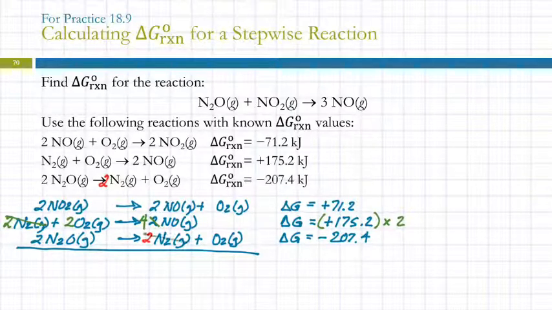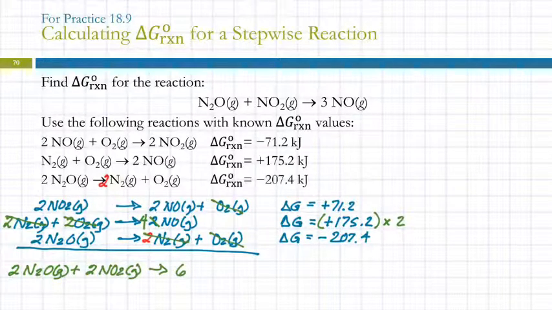I did that so that 2 N2s cancel and 2 O2s cancel those over there. Then I'm looking to see if anything else cancels, and it does not, so I'm going to copy things down. You get 2 N2O plus 2 NO2, and that's going to make 6 NO.